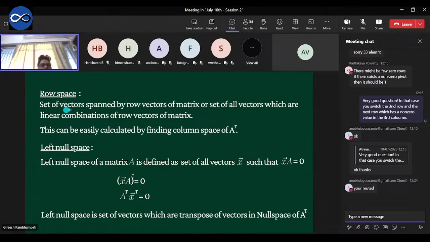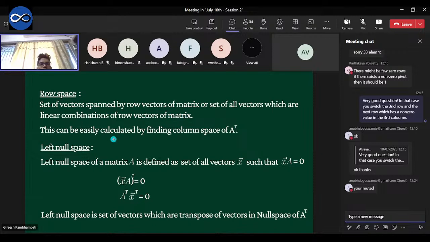And here, row space and left null space are like column space and null space. Column space is the set of vectors spanned by column vectors. Here, for row space, everything is replaced by row. So row space is the set of vectors spanned by row vectors, or the set of all vectors which are linear combinations of row vectors of the matrix, by definition of span.